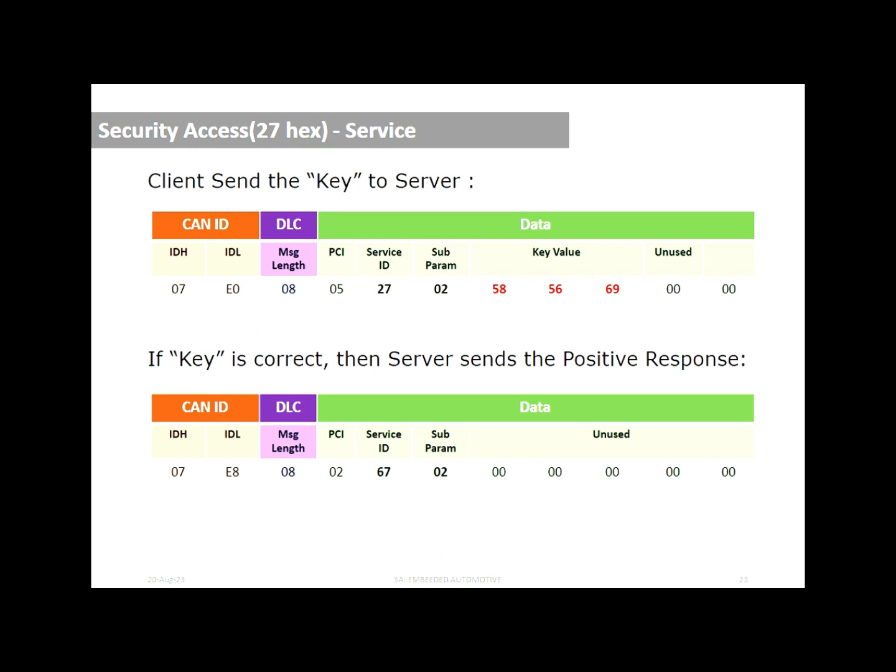And 36 exceed number of attempts means it is sent if the delay timer is active due to exceeding the maximum number of allowed attempts. 37 required time delay not expired, sent if the delay timer is active and a request is transmitted.